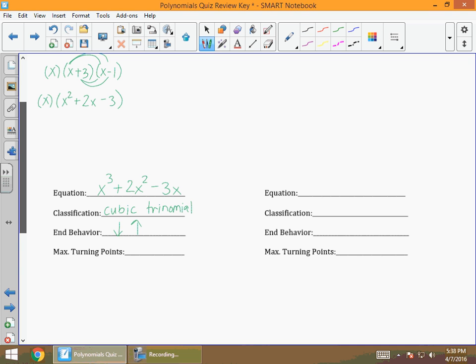Maximum turning points, highest power is 3. And when I subtract 1 away, there are at most 2 turning points for this one. So maximum turning points are 2.